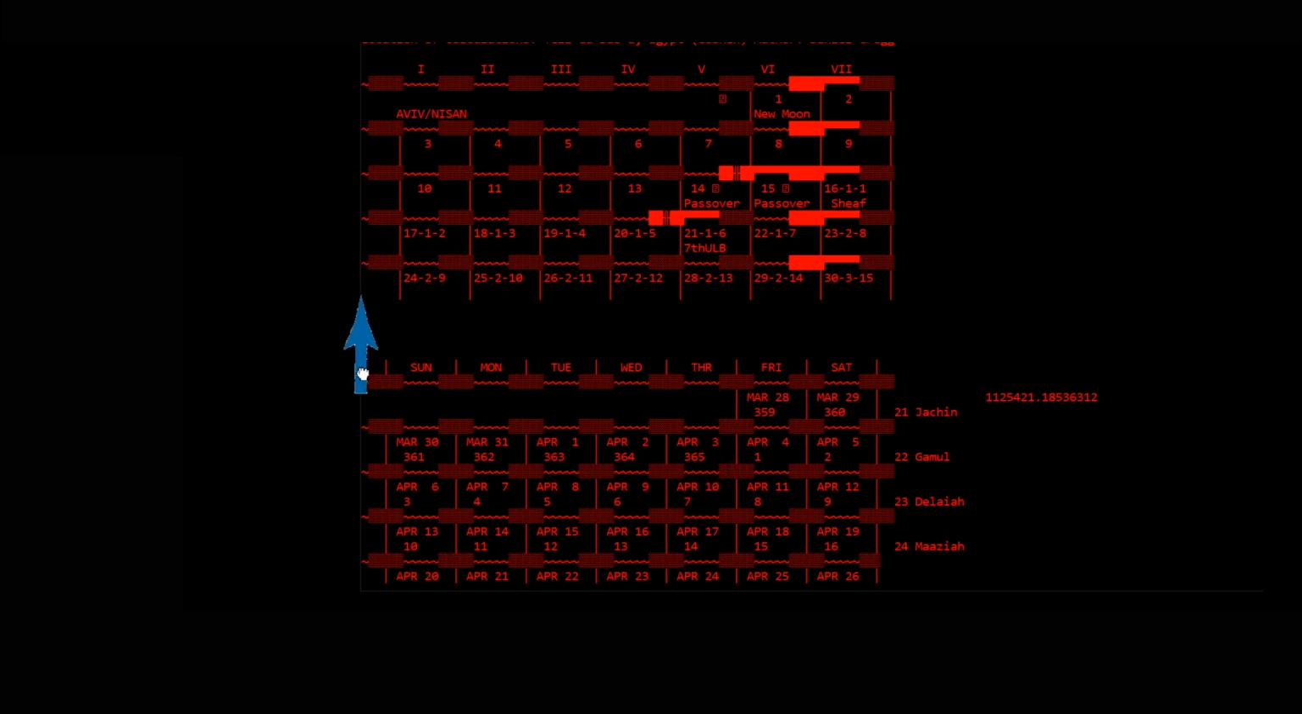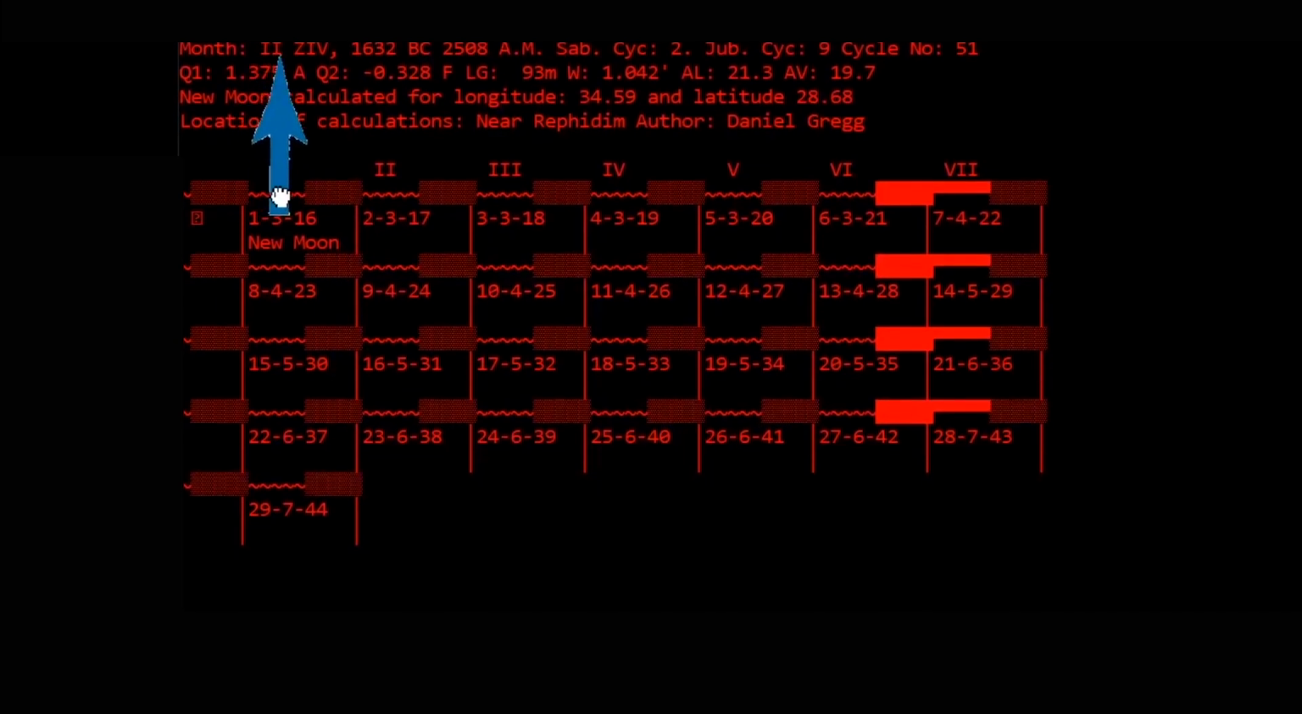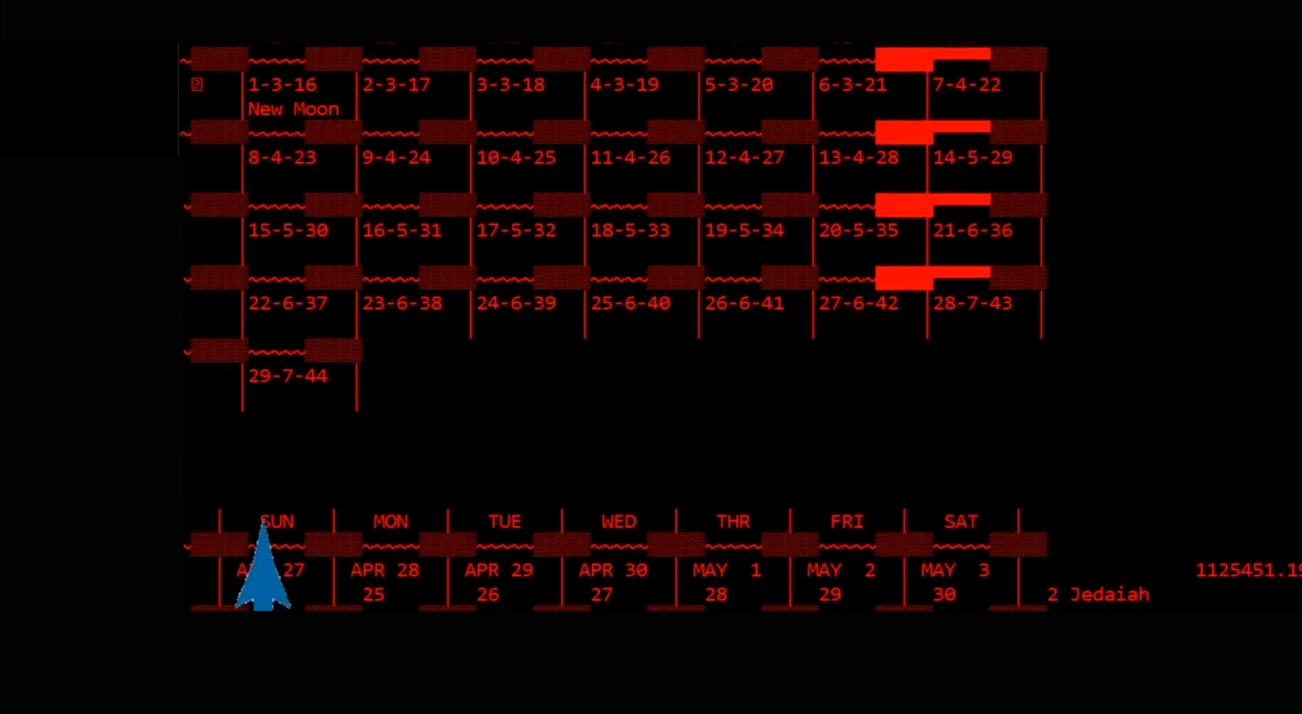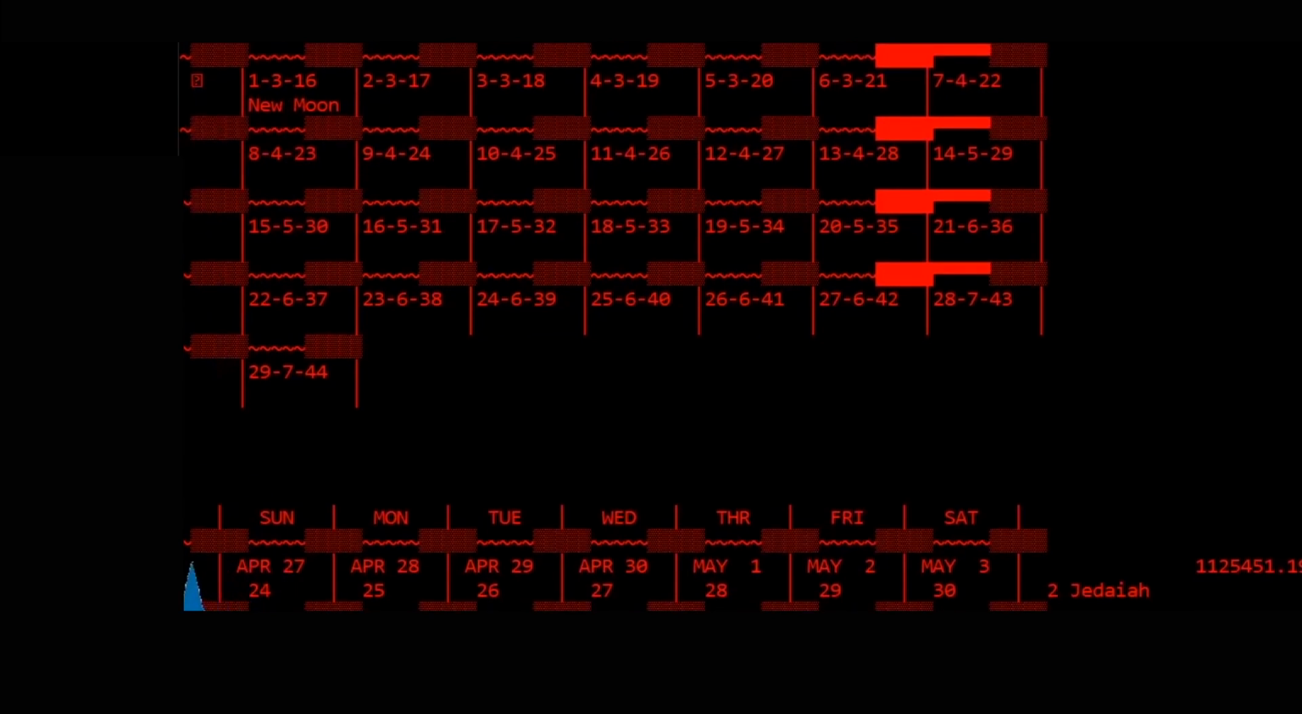Okay, so now let's click off to the next calendar, the next month here. Okay, here we are in month 2, Ziv, 1632 BC. And the rest of the data, we have data for the new moon here. The sighting for this calculation is near Rephidim, in what is called the land of Midian, or near Mount Sinai, which is not in the so-called Sinai Peninsula, but is actually in Saudi Arabia. So the new moon would be seen on the evening before this day here, which would be April 26th.